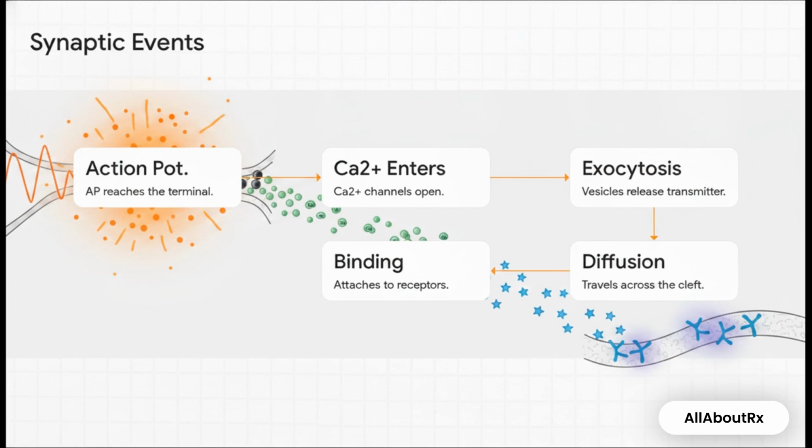In step 4, these chemical messengers swiftly diffuse across that narrow gap. And finally, step 5, they bind to specific receptor channels on the subsynaptic membrane, acting exactly like keys and locks to open up new ion channels.